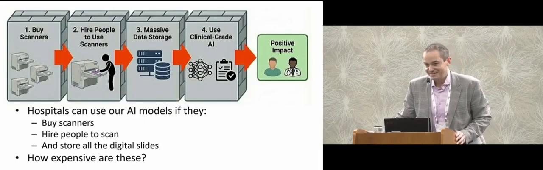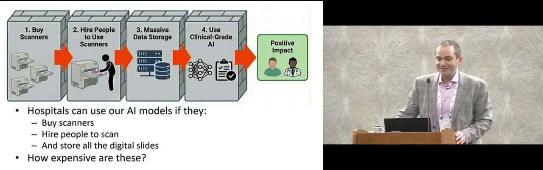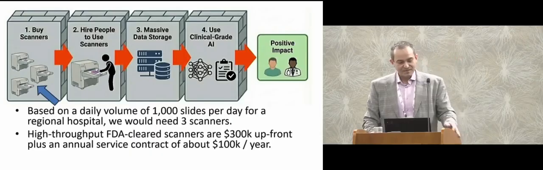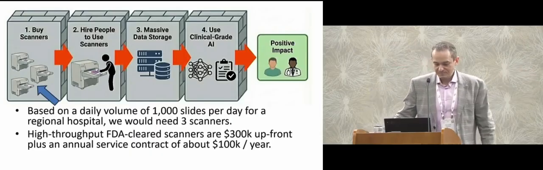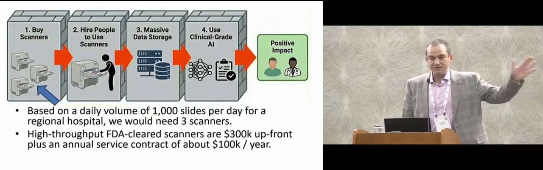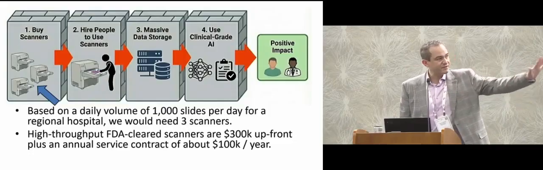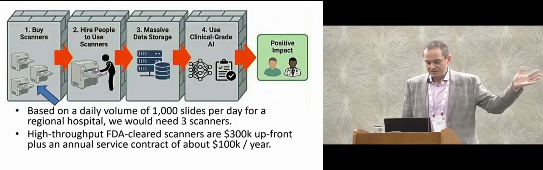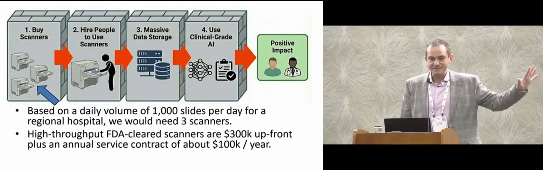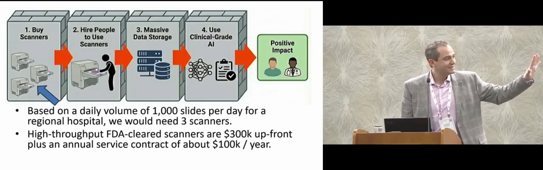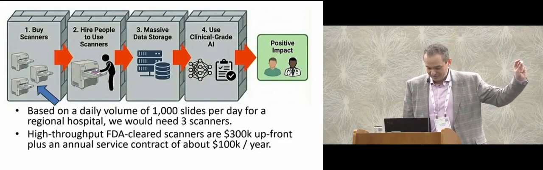It kind of hits you in the face whenever you've got to take your large capital gains deduction. Okay? How much does this cost? Daily volume of 1,000 slides per day for a regional hospital, not MSK. They're way bigger. They're already digital, everything, right? Okay. We need at least 3 high-volume scanners. They'll sell you those for about $300K up front. There's more competition now, so I tried to get some estimates. This is what I spent way too long doing, figuring this out.